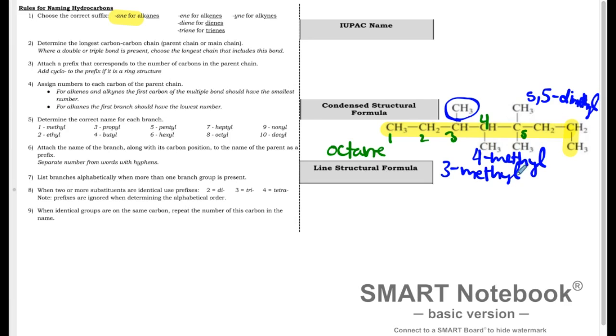But notice all of our substituents here, here, here, and here, all four of them are actually methyls. So we need to change our prefix because we have four of them at different locations, carbon locations. We have to change it to tetra or four. So we have tetramethyl, where two out of the four of them are in the same position. And all we have to distinguish are the location numbers.